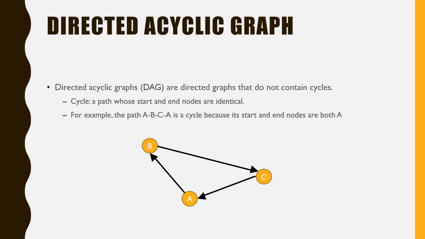Recall that a cycle occurs when there is a path in the graph that starts and ends at the same node. For example, consider the graph shown here. If we follow the path A to B to C to A, we see that it starts and ends at node A. Since this forms a cycle, we say that the graph contains a cycle.